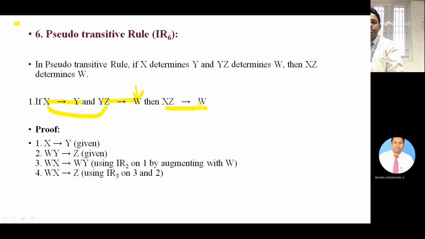With this, we completed functional dependencies. These dependencies are used in our next concept, that is normalization. That normalization I will explain in our next video.